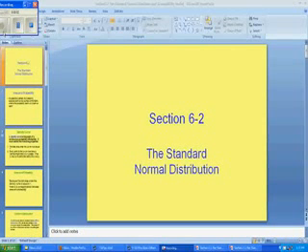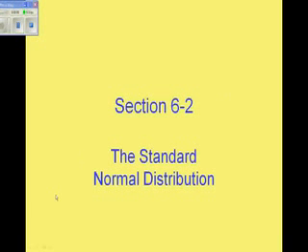Section 6.2. This is probably the most important section in the book. It's on what's called the standard normal distribution. And I looked, a lot of you have not yet completed this homework assignment for Monday's exam, and this section is on the exam. So I'm hoping that this video will help you when you're trying to complete it. We'll see if it does here.